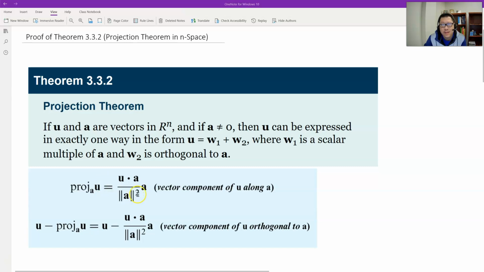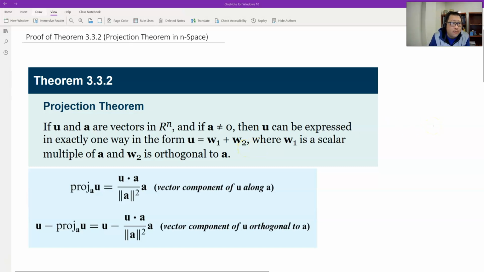If w1 is unique, then along a means parallel to a, that's a scalar multiple of a. So we call it the projection, which is this coefficient times a. That's w1. What is w2? W2, of course, is the other component. You take u and subtract w1, and you get w2. If w1 is unique, then w2 should be unique.